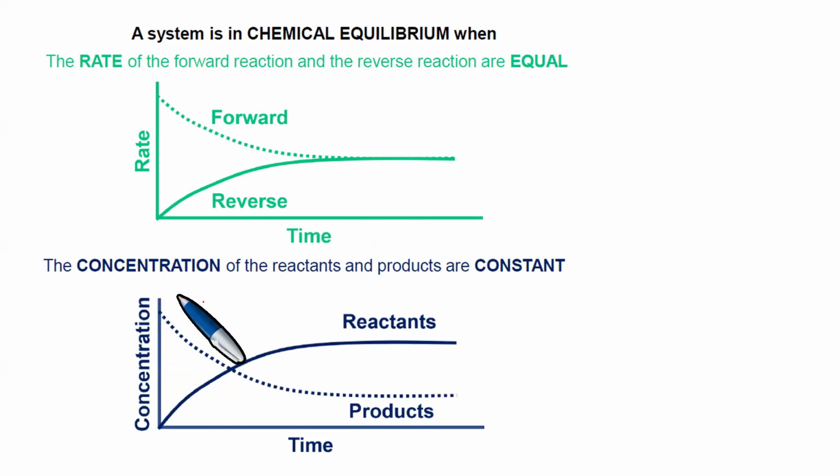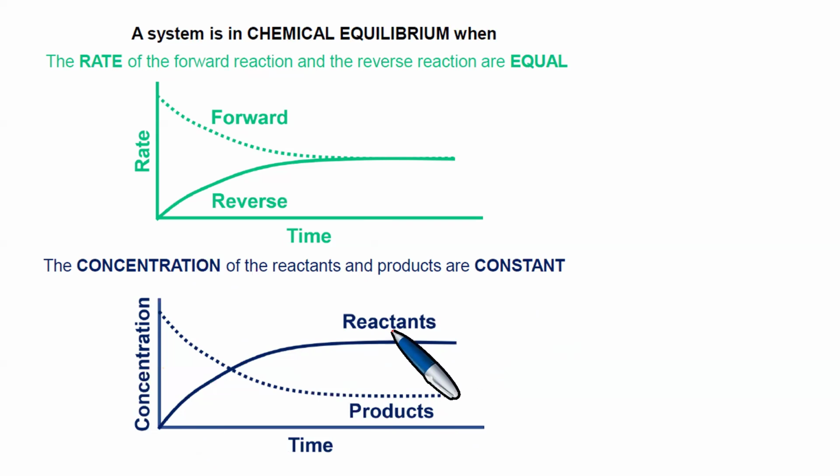The notion that the concentrations of the reactants and products are constant. So we're defining chemical equilibrium as when the concentrations of the reactants and products are constant. During chemical equilibrium, you have the concentration on the vertical axis and the time on the horizontal axis, and we see that the reactants and products will have constant concentrations.